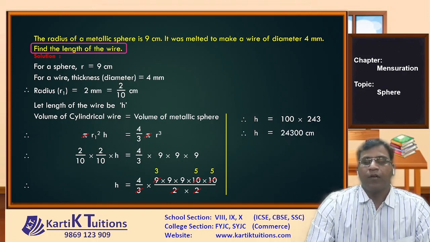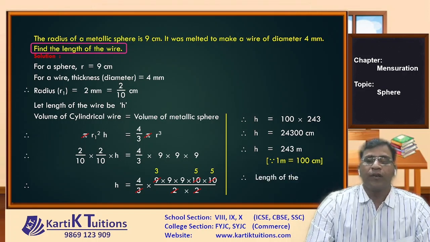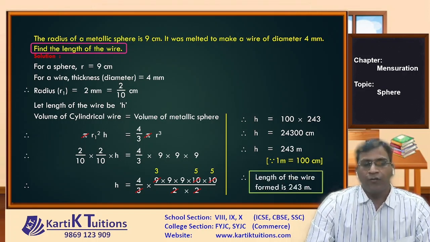24300 centimeter, right? But wire always comes in meters. So we have to convert this into meter. Now 1 meter is equal to what? 100 centimeter. So we'll divide this by 100. So that will give us 243 meter. So the length of the wire is 243 meters. I hope you have understood this sum also. Let's look at one more interesting sum.